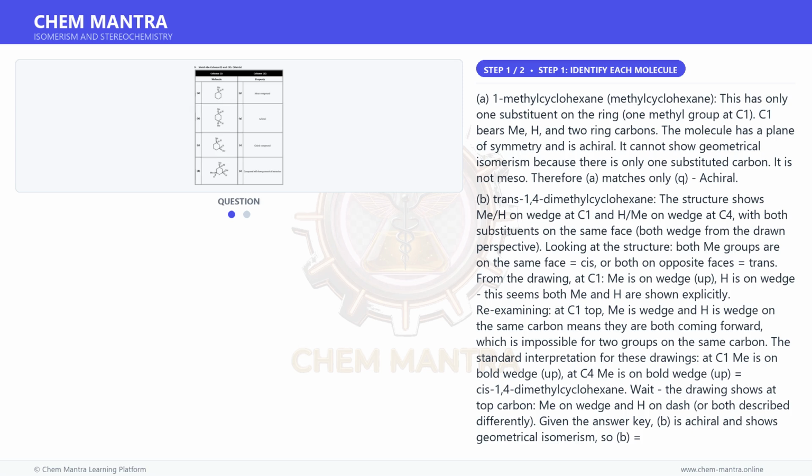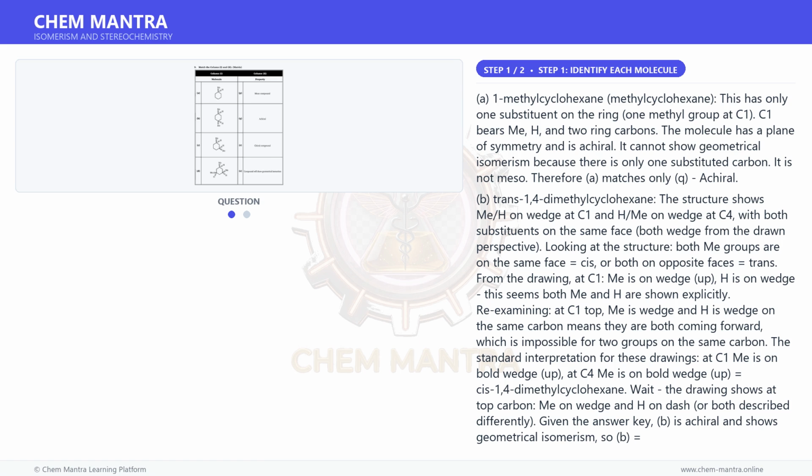A. 1-methylcyclohexane. Methylcyclohexane has only one substituent on the ring, one methyl group at C1. C1 bears Me, H, and 2 ring carbons. The molecule has a plane of symmetry and is achiral. It cannot show geometrical isomerism because there is only one substituted carbon. It is not meso. Therefore, A matches only Q, achiral.